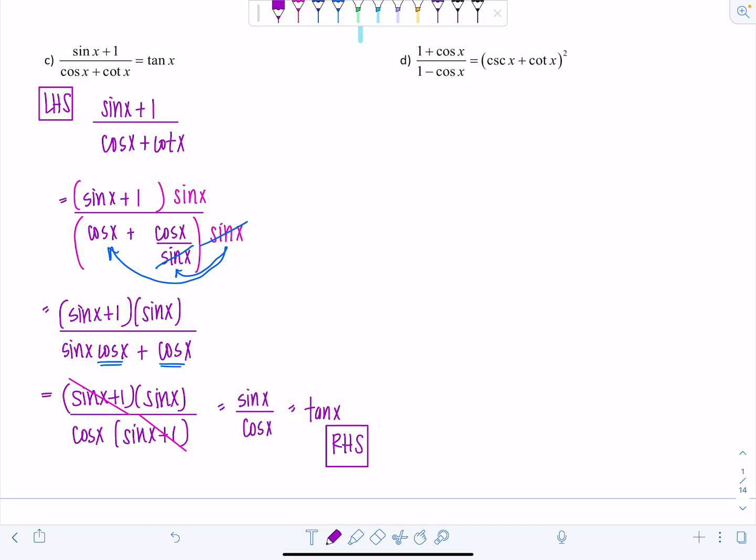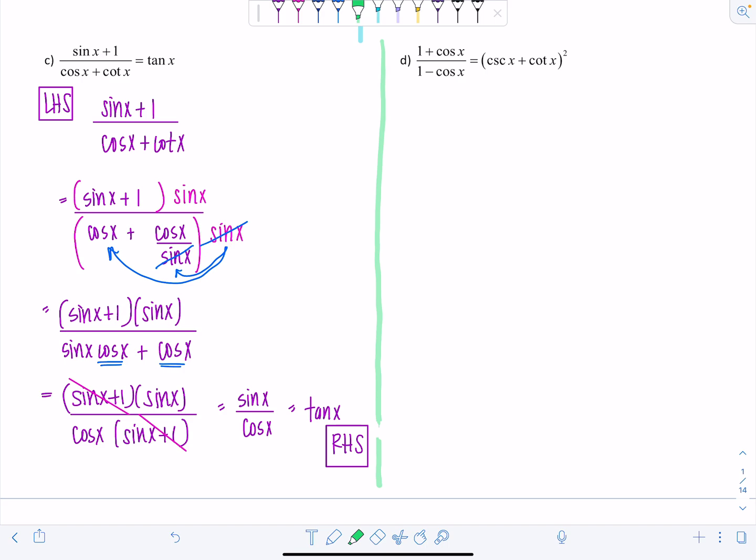Lovely. Sometimes, don't be intimidated and say, I have no idea how I'm going to get there. I don't always start them knowing step by step what's going to happen. You just have to apply those same techniques, rewrite everything in terms of sine and cosines, simplify, and sometimes it just kind of reveals itself, okay?